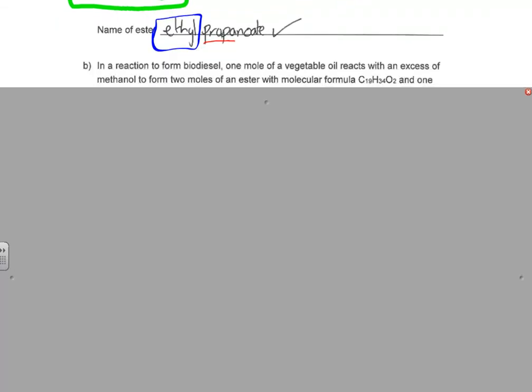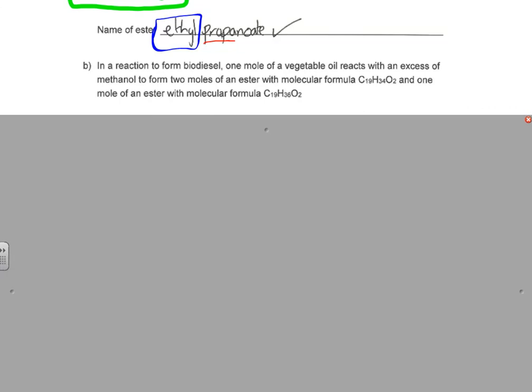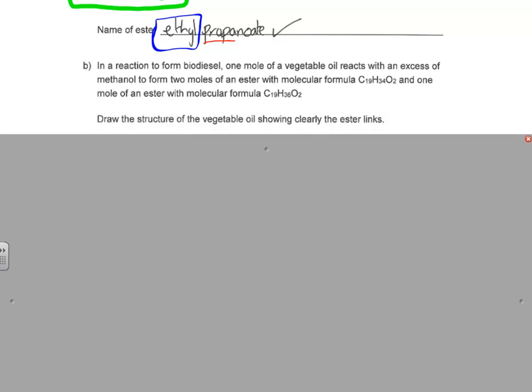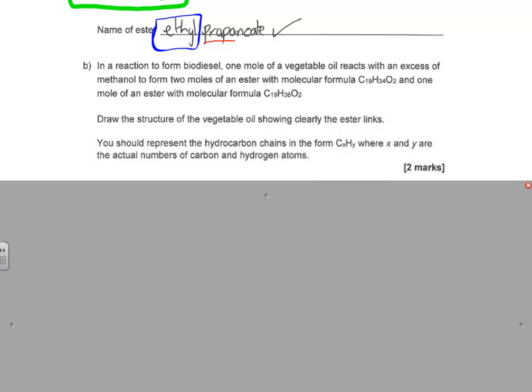Now if you did this particular exam paper and saw this question, I suspect it would have filled you with a little dread. It's a difficult question to even begin to understand what you're expected to do, and we'll talk you through it. Because you're told that we're going to form biodiesel from 1 mole of a vegetable oil. Tell you what, let's unpack the question a little bit before we go any further.